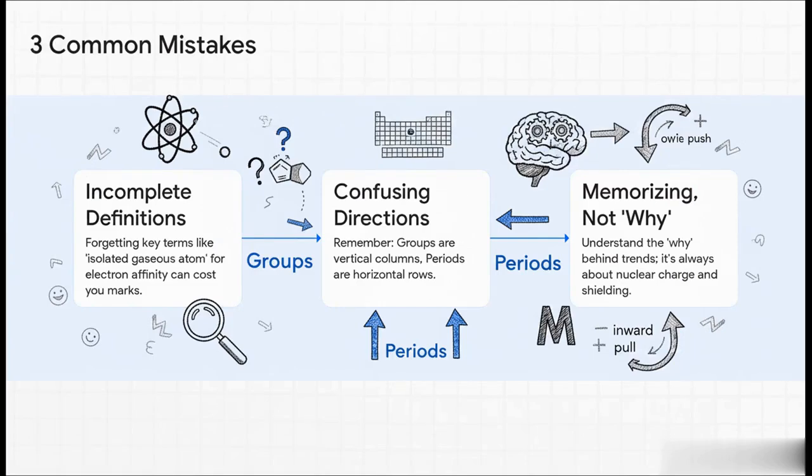And before we finish, here are 3 common traps to watch out for. First, be really precise with your definitions. Details like isolated gaseous atom actually matter a lot. Second, don't mix up your rows and columns. Groups go down, periods go across. And finally, the most important one, please don't just memorize. If you get stuck on a test, don't guess. Just go back to the why. That inward pull versus the outward push will always show you the way.